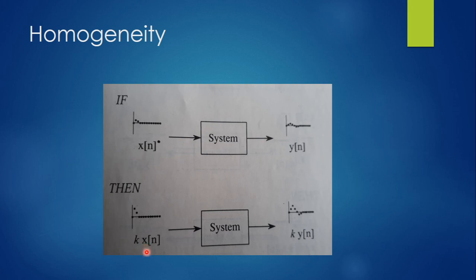Now this input is multiplied by k and given to the same system. You get the output multiplied by k. Then this system follows the property of homogeneity. For example, x[n] is multiplied by 2, and its output y[n] is also multiplied by 2. Then it is said to follow the property of homogeneity.